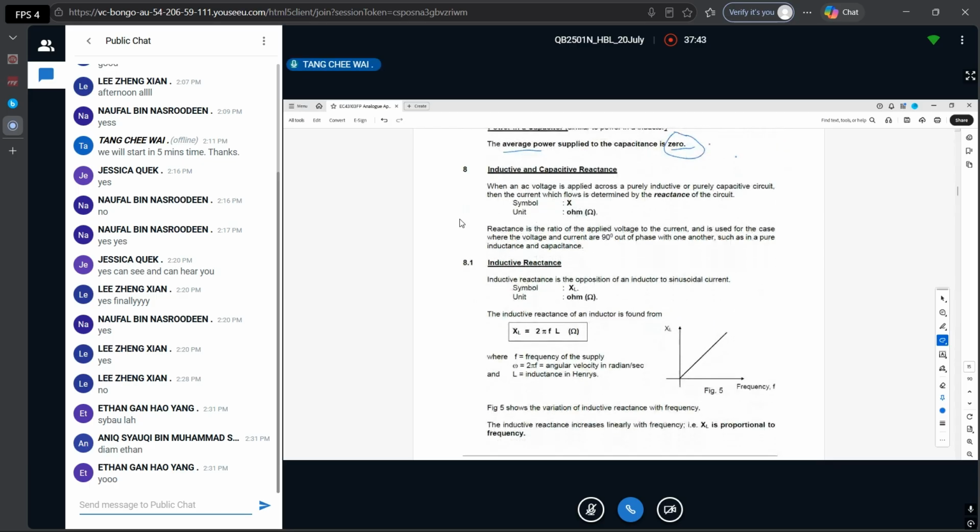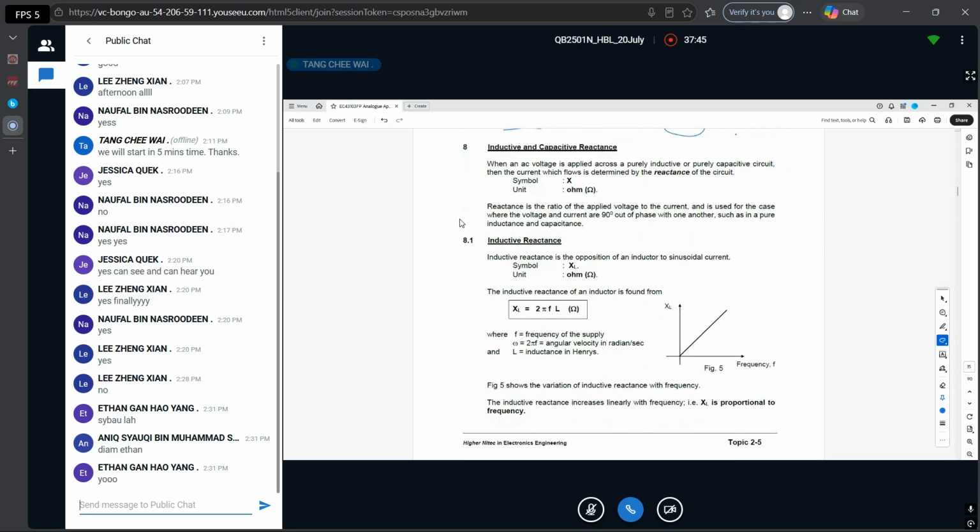Now you learn something new this afternoon. Something new means the word reactance. What is the meaning of reactance? In a resistive circuit, we call it resistance in DC. But in an AC circuit, we call it reactance. Just take note of it. The unit is still the same, it's ohm, but the symbol is different. It's X. This one stands for reactance.